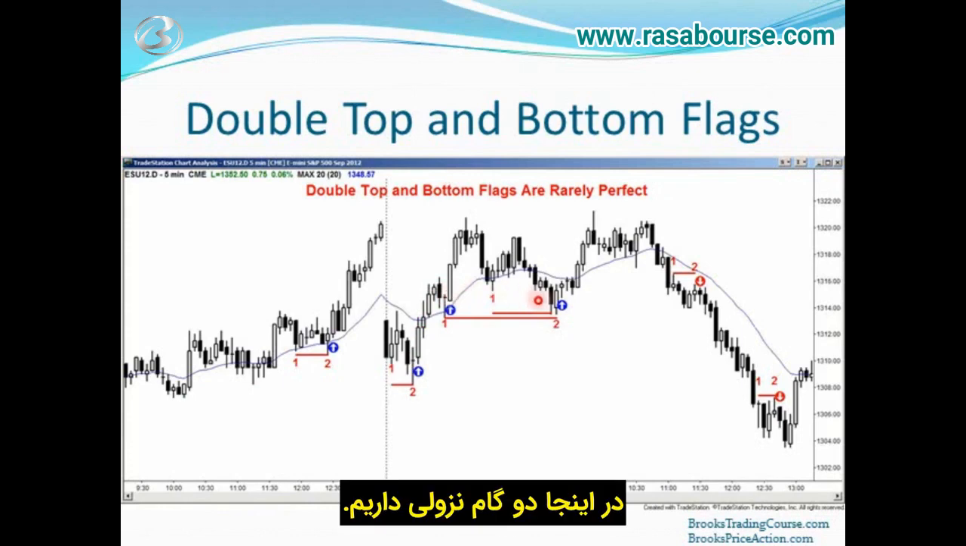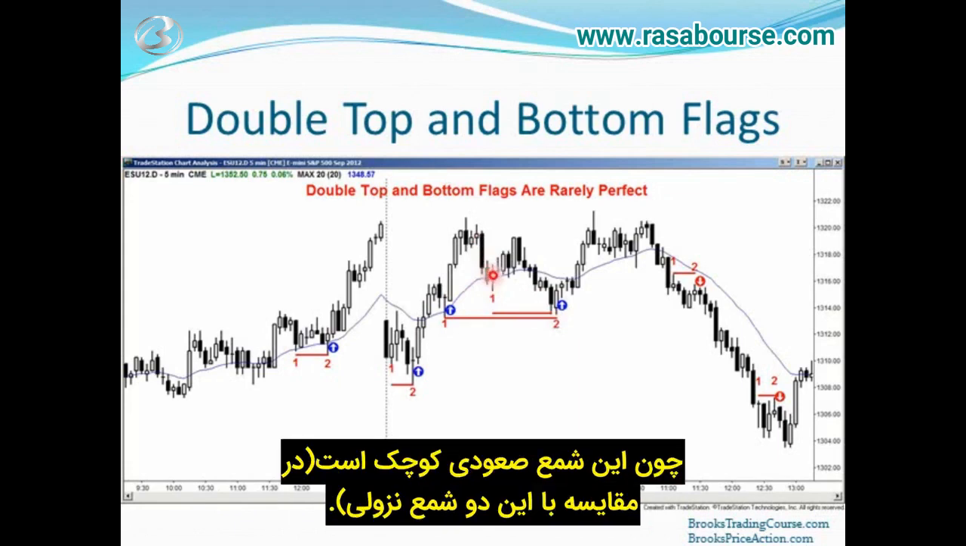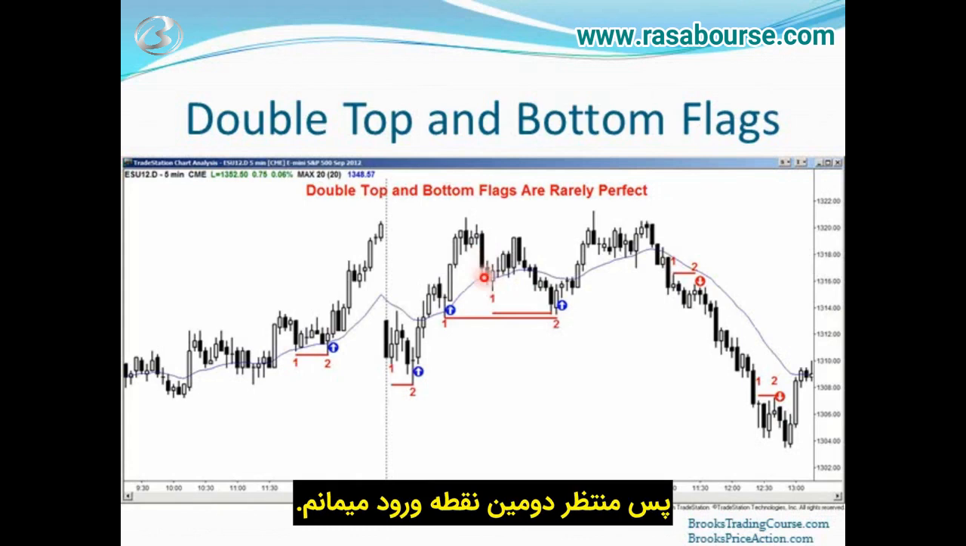Over here, we have 2 legs down. We have 2 smaller legs down here. This buy, I probably would not take it because the bull bar is small compared to these 2 bear bars. I would wait for a second entry.